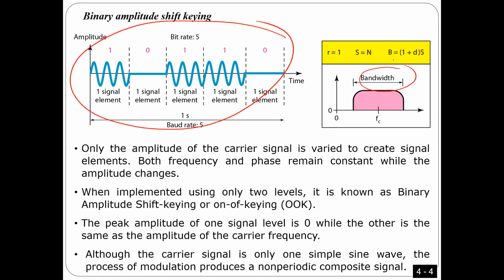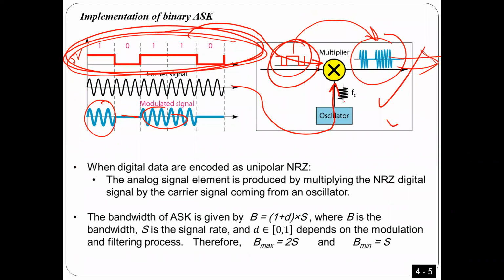So here in this case, the bandwidth is equal to (1 plus D) times S. D is a constant between 0 and 1. So D is a value between 0 and 1. It's a constant value. It's going to be given to you. And this constant value actually depends on the modulation process. Also, it depends on the filtering process, the quality of the filtering, whatever. Okay, it's a constant value between 0 and 1.